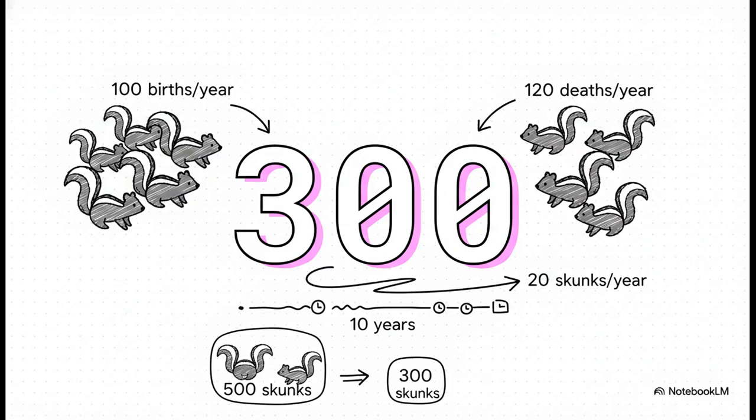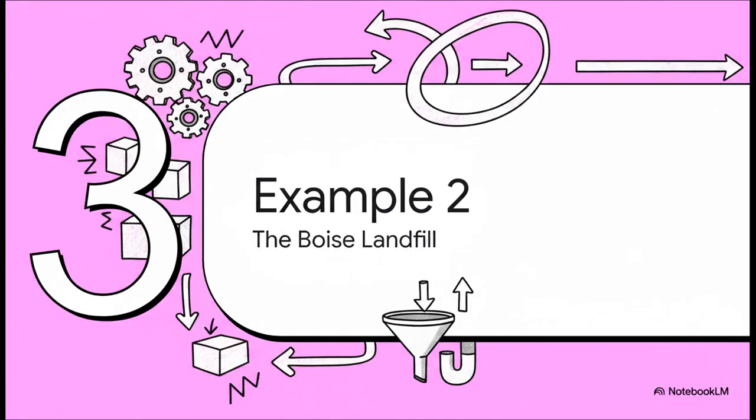It's pretty simple math when you lay it out like this. You have 100 coming in, but 120 going out each year. So you're losing a net of 20 skunks a year. Over 10 years, that's 200 skunks gone from our starting population of 500. It's a perfect, simple example of how this stock and flow model lets us see into the future of a system. Okay, let's look at another example.